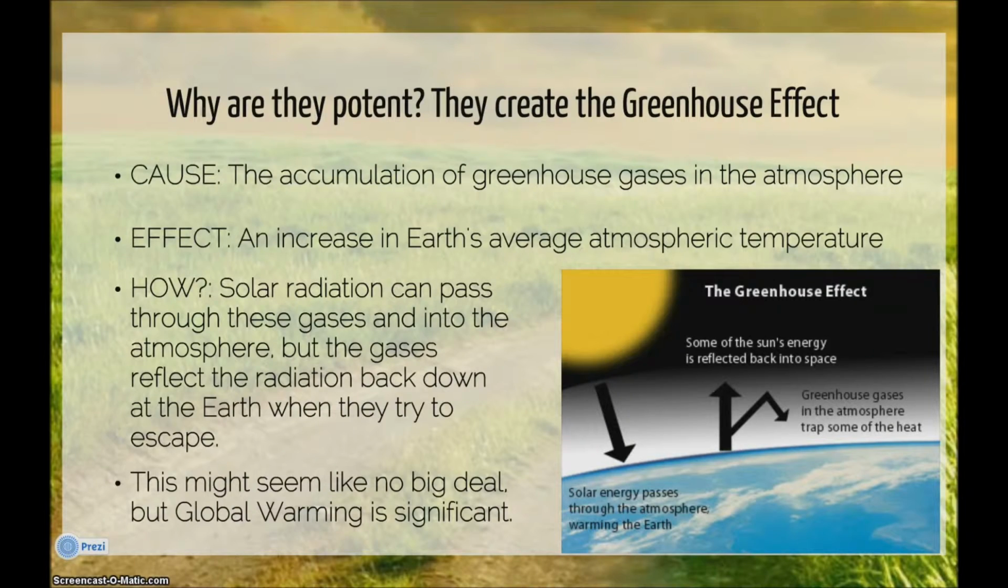Why are they potent? Well, they create the greenhouse effect. What causes this? The accumulation of greenhouse gases in the atmosphere causes the greenhouse effect. What's the actual effect? Well, an increase in the Earth's average atmosphere temperature is the result. How does this happen? Solar radiation can pass through these gases and into the atmosphere, but the gases reflect the radiation back down at the Earth when they try to escape. This might seem like no big deal, but global warming is significant.